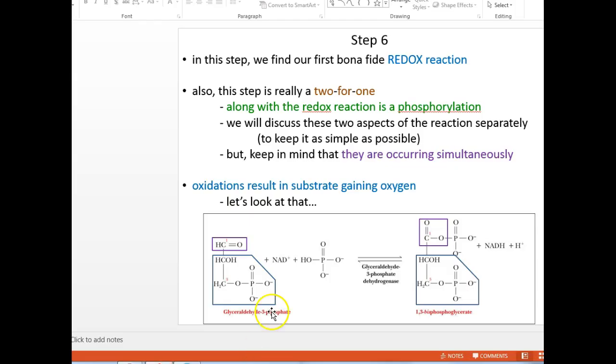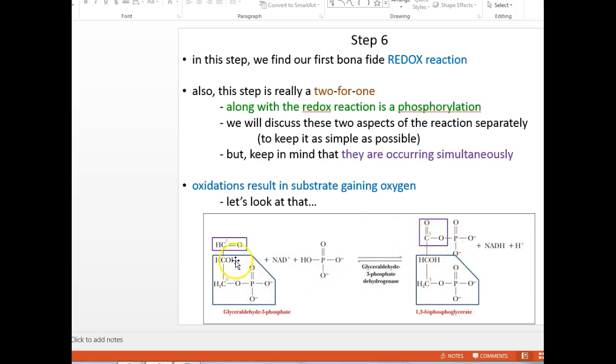So I'm not going to go through the slide itself, but by bringing up the slide where step 6 was covered in the lecture, I want you to pay attention to what we're starting with and what we end with. We're starting with GAP, glyceraldehyde 3-phosphate. We have NAD, ready to accept electrons, and we have the phosphate group we're going to be adding. And we end with 1,3-BPG, 1,3-bisphosphoglycerate. We have reduced NAD, and the phosphate has now been added to the substrate.